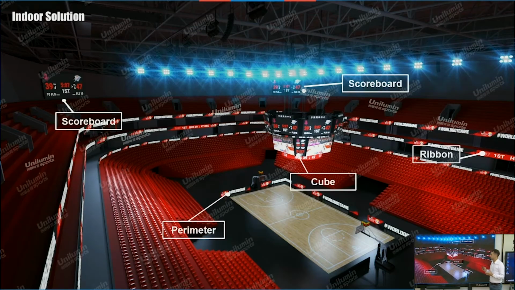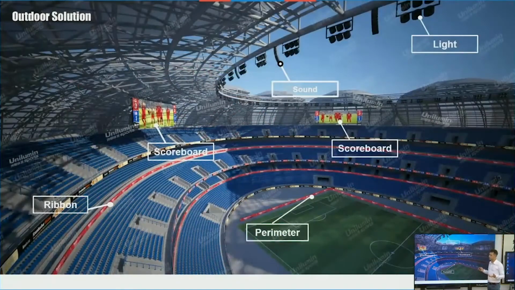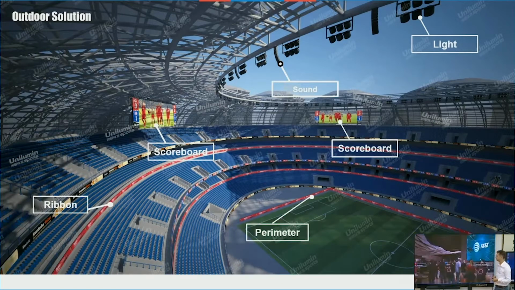So let's first of all take a look at the indoor solution, indoor LED screens. Normally we have scoreboards, ribbons, perimeters, cube screens, and center hung screens. In the outdoor case, we have a similar set, but less likely center hungs here. Perimeters, ribbons, scoreboards, generally that's what we have in an outdoor stadium.